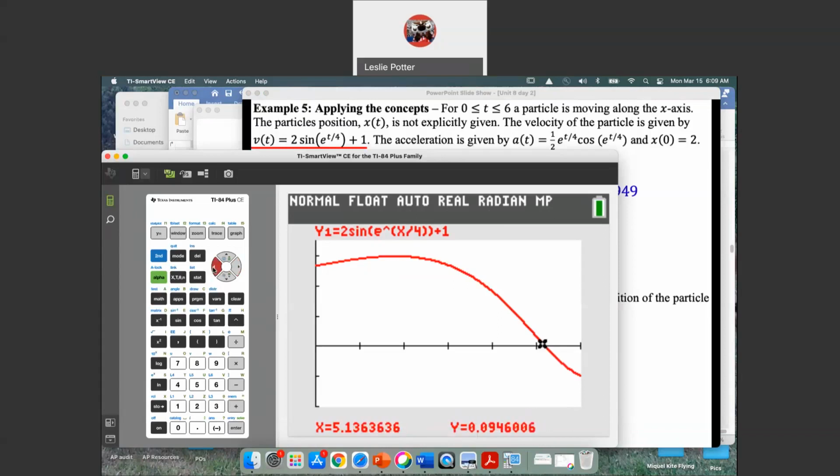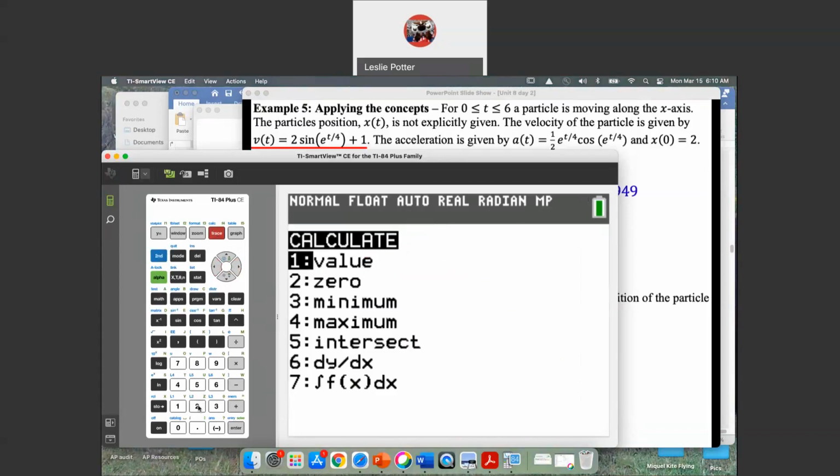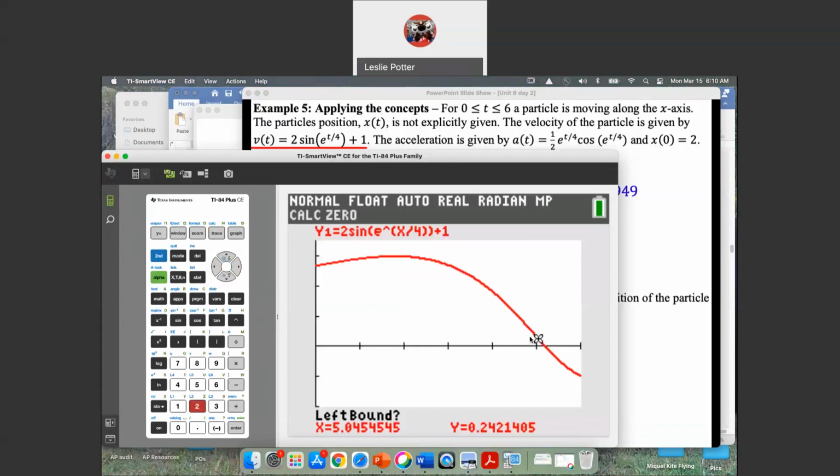Okay, so what we need to do is second calc, zero. That's what we need to find. Our left bound, I backed up a couple spots. My left bound is going to be left of that crossing point. So I'm going to hit enter to confirm my left bound. My right bound, I'm going to click over to the right to get on the other side of that crossing point. And now I'm going to click enter for my right bound. My guess, I got a pretty narrow window here, pretty narrow domain, so to speak. But you could back up a little bit too to get closer. It'll make it more efficient.